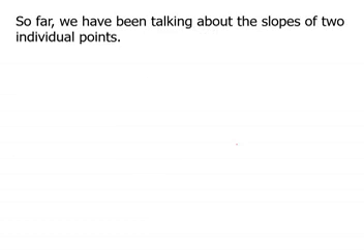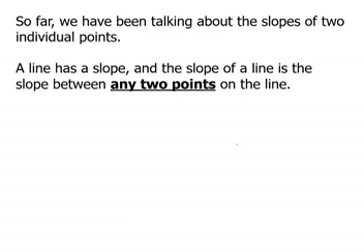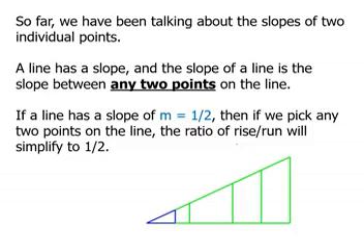So far, we've been talking about the slopes of two individual points. A line has a slope, and in fact, the slope of a line is the slope between any 2 points on the line. If a line has a slope of 1/2, for example, then if we pick any 2 points on the line, the ratio of rise over run will simplify to 1/2. So that's really important. That is part of the magic of a line, that you could pick any 2 points at all on that line, and the slope between those 2 points would always be the same.